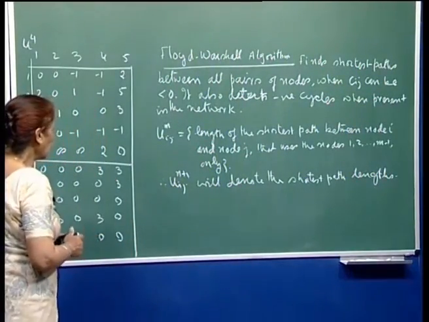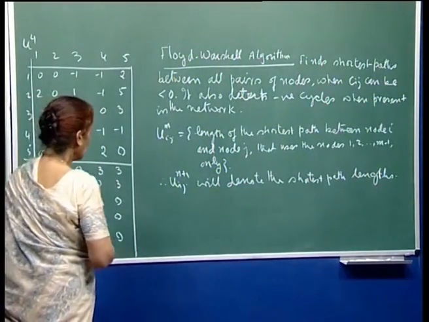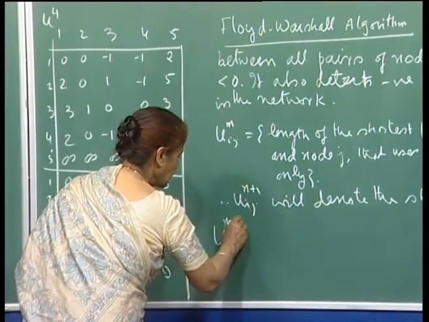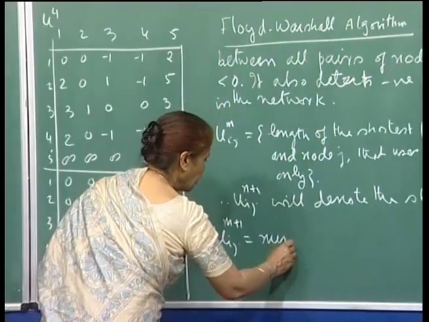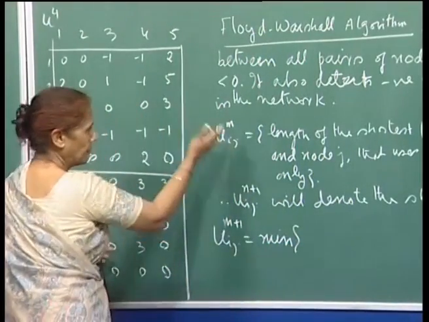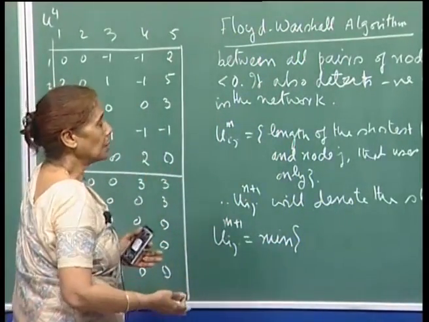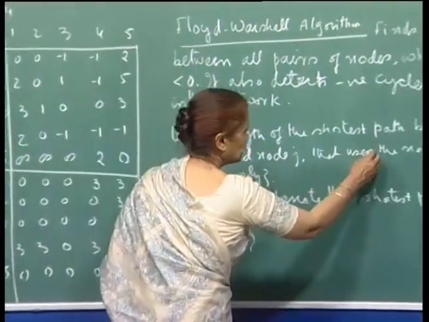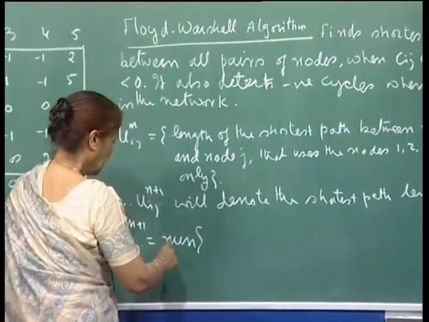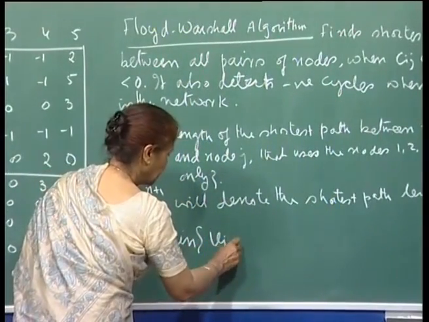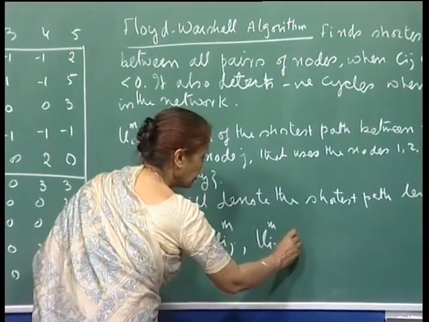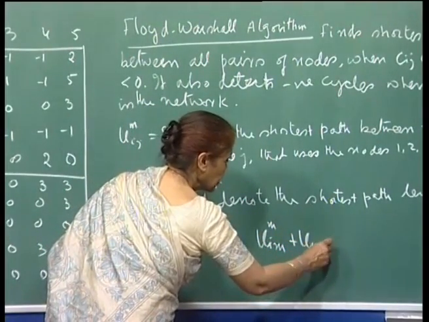So, then how do I update? The idea here is that you write Uij m plus 1 as the minimum of, that means when you go from m to m plus 1, if you want to include the node m in the computation of the shortest paths, then you will say that this is Uij m or Uim m plus Umj m.